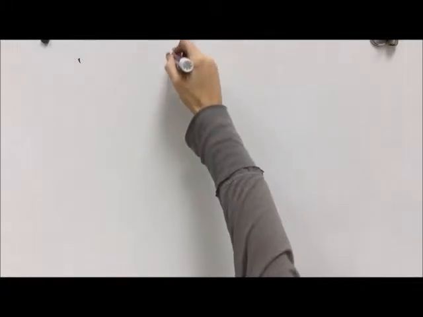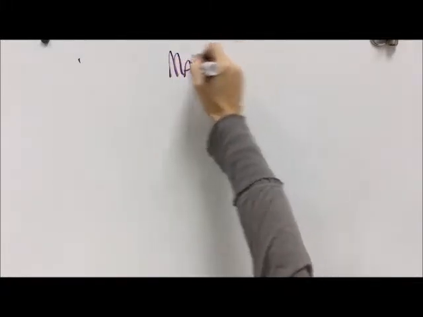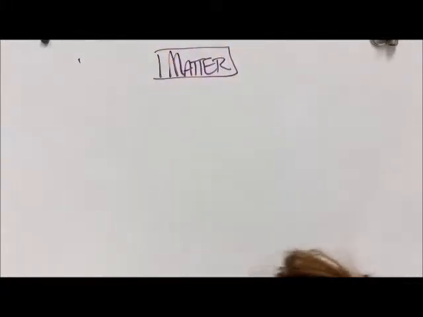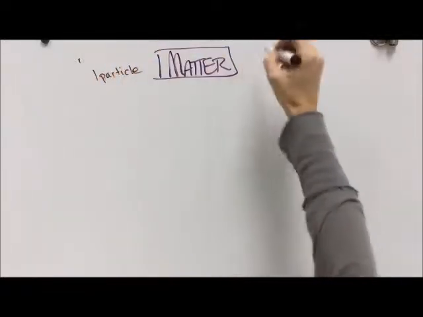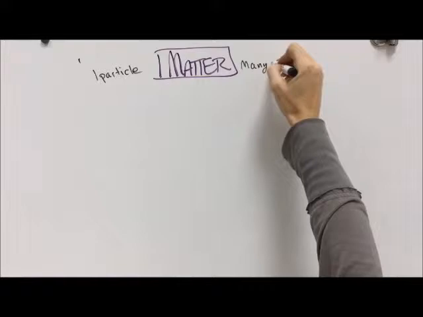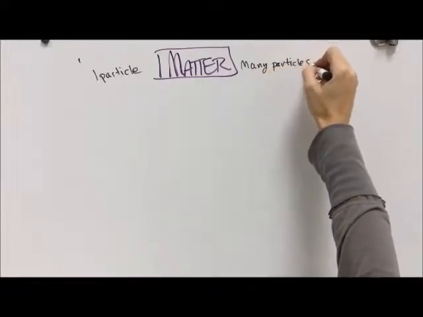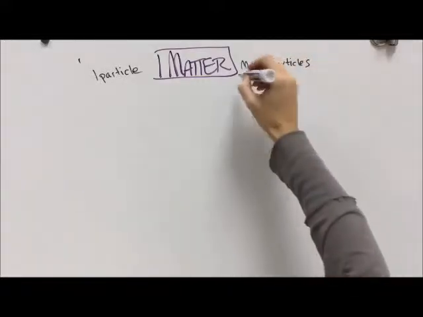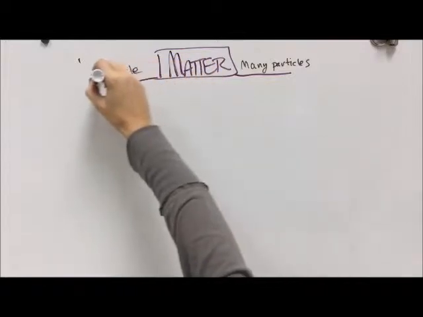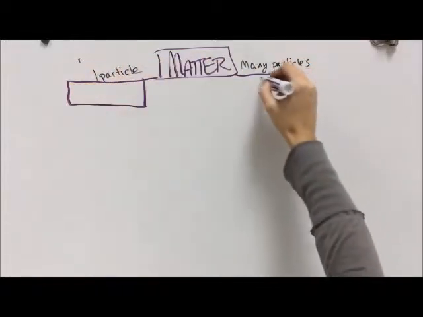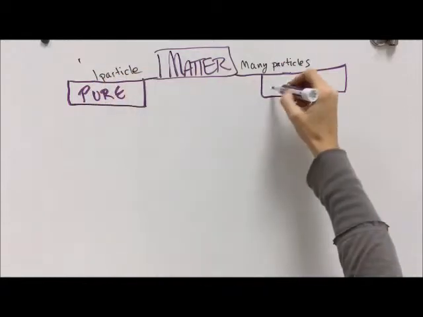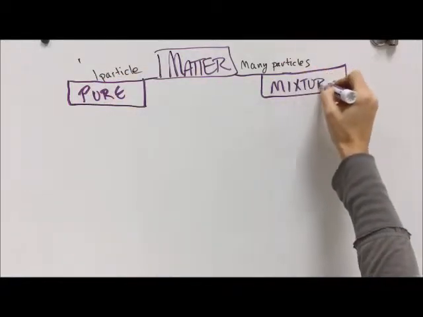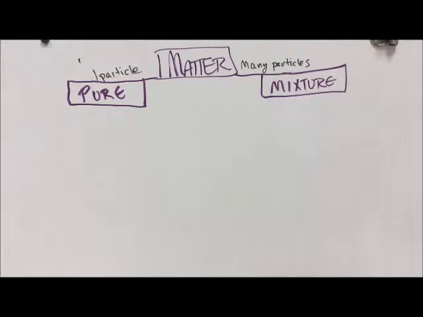So the last thing I need to share with you is a little chart, a flow chart, a diagram, if you will, because scientists, we love us a categorization chart. So when we're looking at matter, if you have a substance sitting in front of you, the first question you want to ask yourself is, is it made of one particle or is it made of many particles? If it is made of only one particle, then we know it's a pure substance. And if it's made of many particles, it is a mixture or mixed matter.